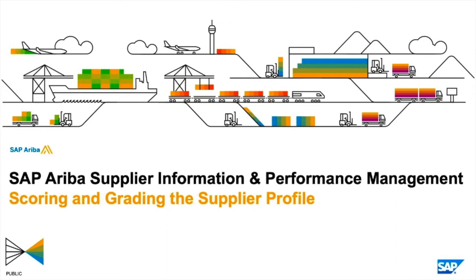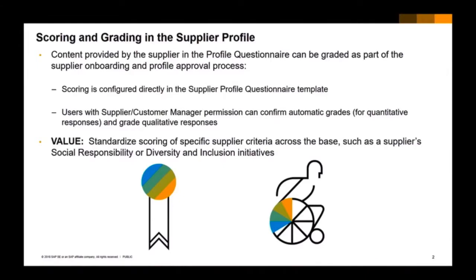So specific criteria, whether they have quantitative or qualitative responses, can actually be graded by someone with a supplier manager permission. And that can be used to create a sort of score in the supplier profile. Now, as I said, this scoring, which is exactly the same as the scoring available in sourcing or in a survey in performance management, can be configured directly in the supplier profile questionnaire. And users with the supplier customer manager permission can confirm the automatic grades, so if you have any pre-grades for quantitative responses, and also grade qualitative responses.